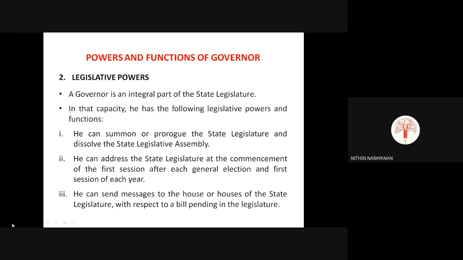That means legislative system. One is the state legislative assembly. Second one is the legislative council. Okay, so legislative assembly or council ഉണ്ട്. But in Kerala we are having only the state legislative assembly.